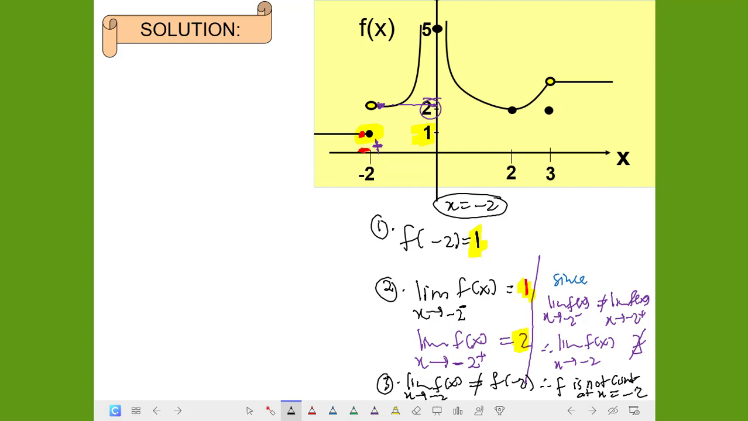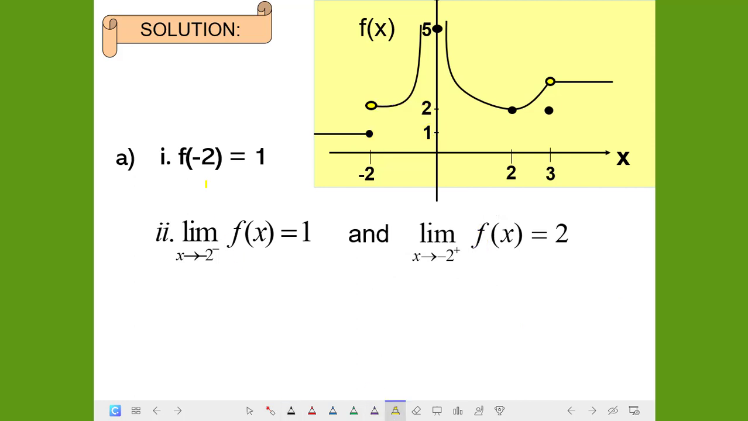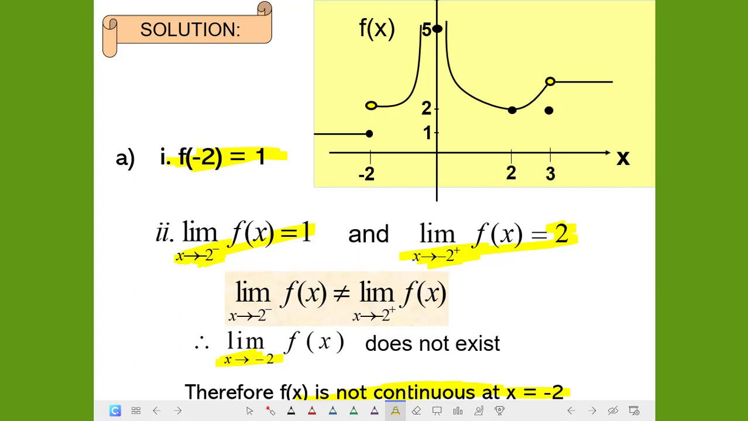Conclusion. First step, substitute the value. Second step, find the limit as x approaches -2 from the left, and then find the limit as x approaches -2 from the right. They are not equal, so we conclude that the limit of f(x) as x approaches -2 does not exist. The third is, therefore, f(x) is not continuous at x equals -2. This is the conclusion.